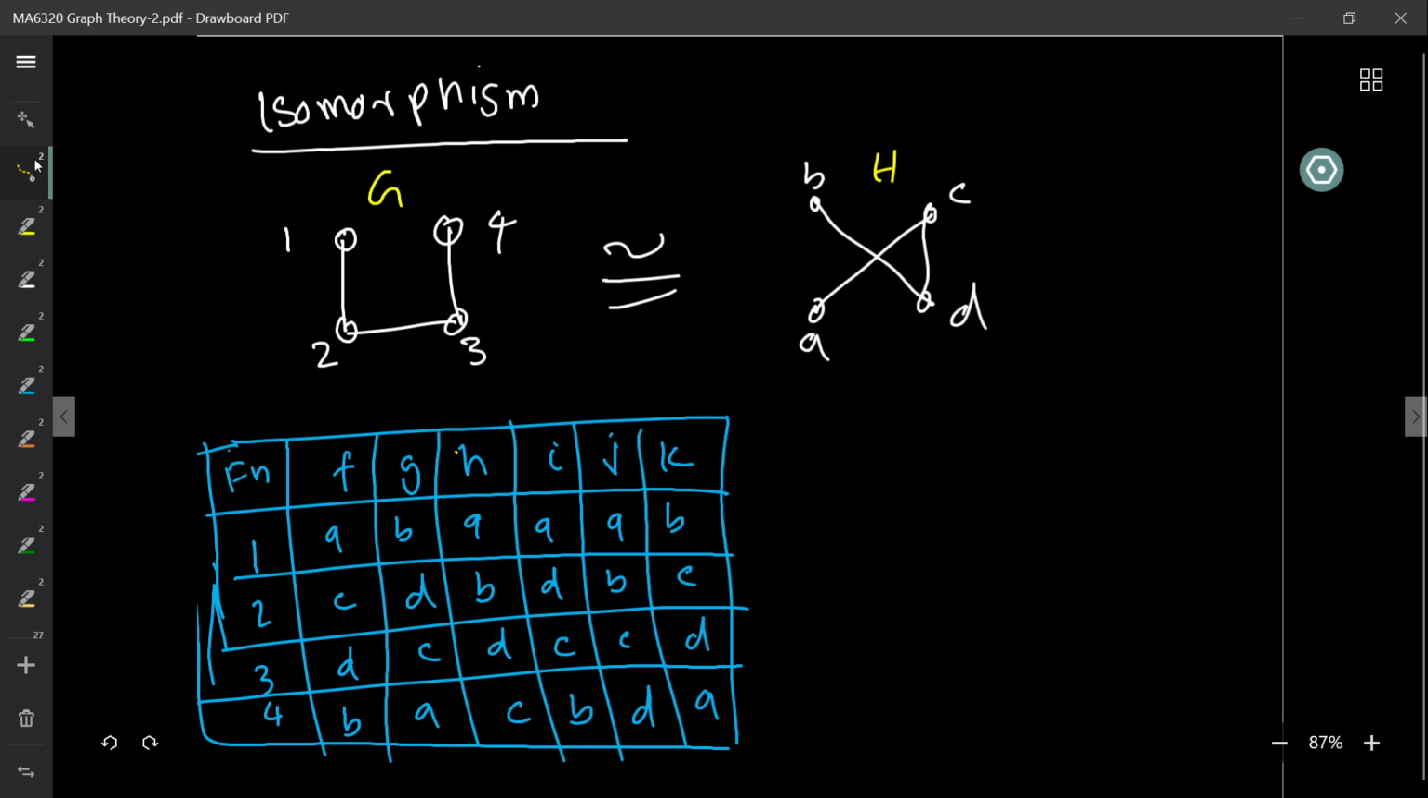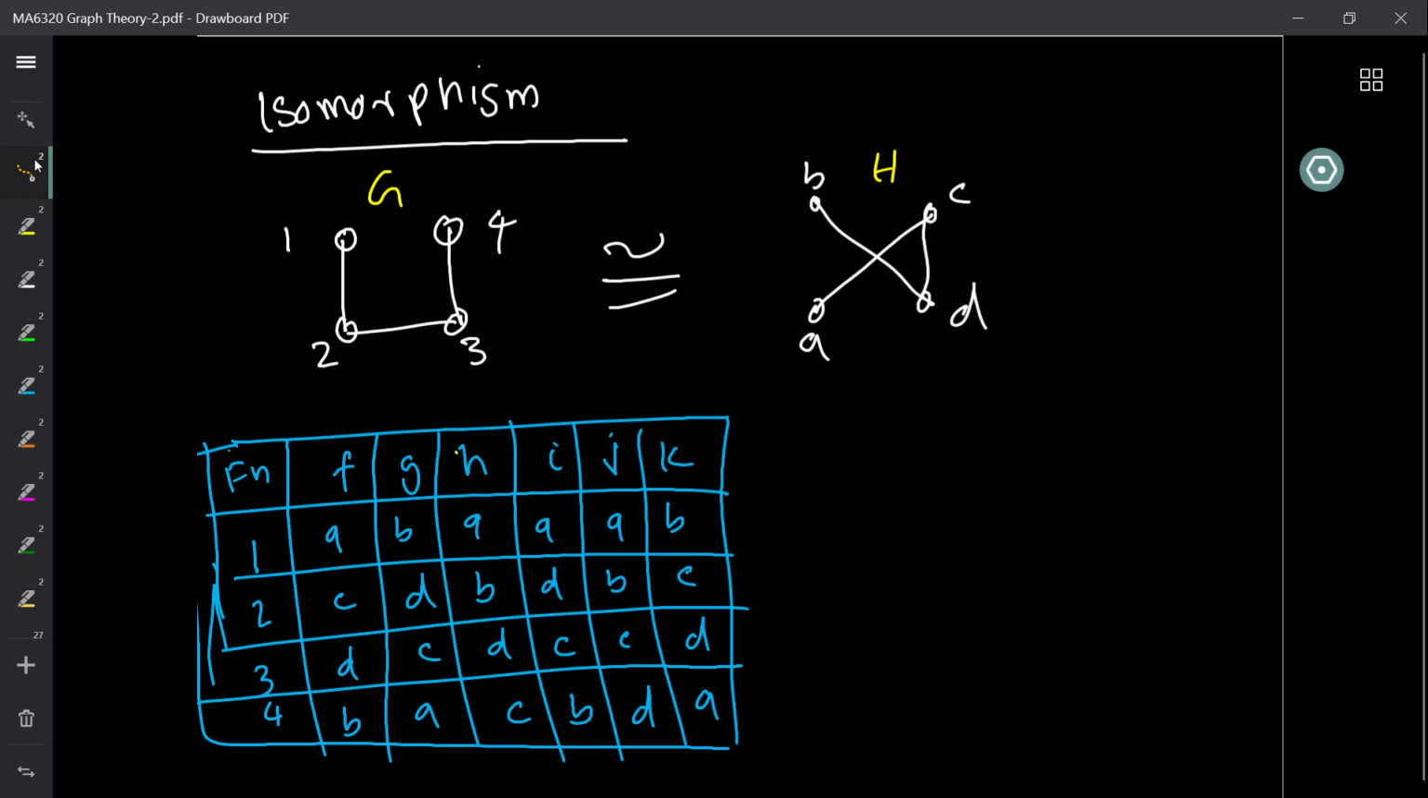So therefore that is fine. Similarly, 2, 3 goes to CD, which is also an edge, so that is fine. And then 3, 4, which is an edge, goes to DB, which is also an edge. So the edges go to edges, and because all the edges are accounted for, non-edges must go to non-edges. So therefore we have an isomorphism. So f is an isomorphism. Then you can similarly check g is also an isomorphism, I believe.